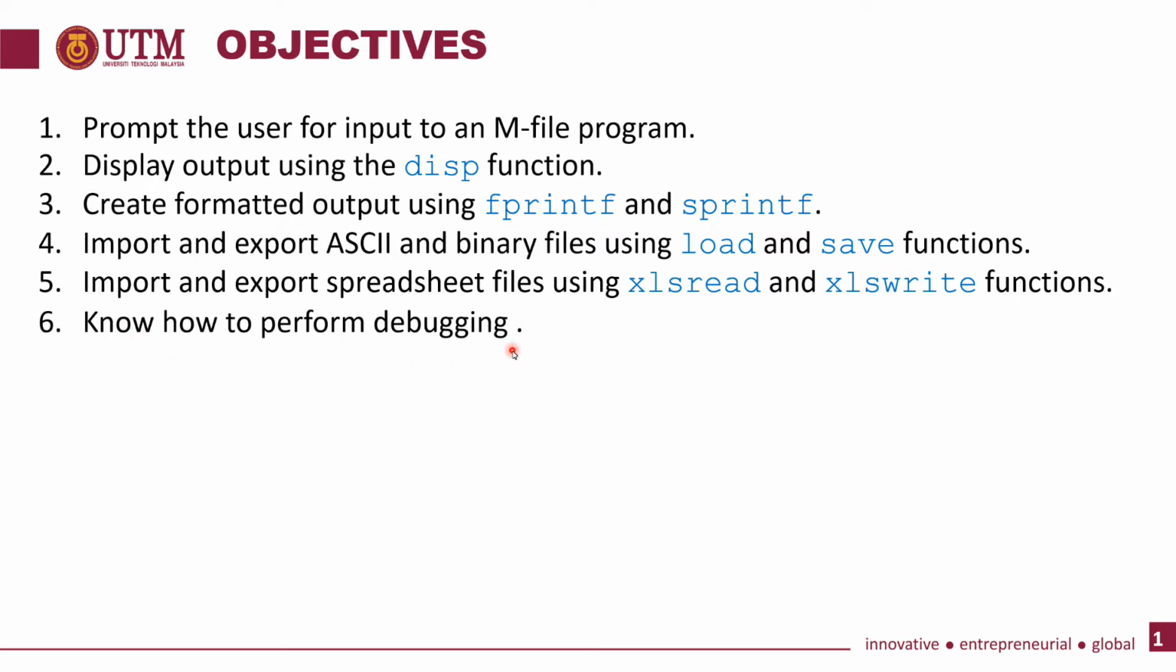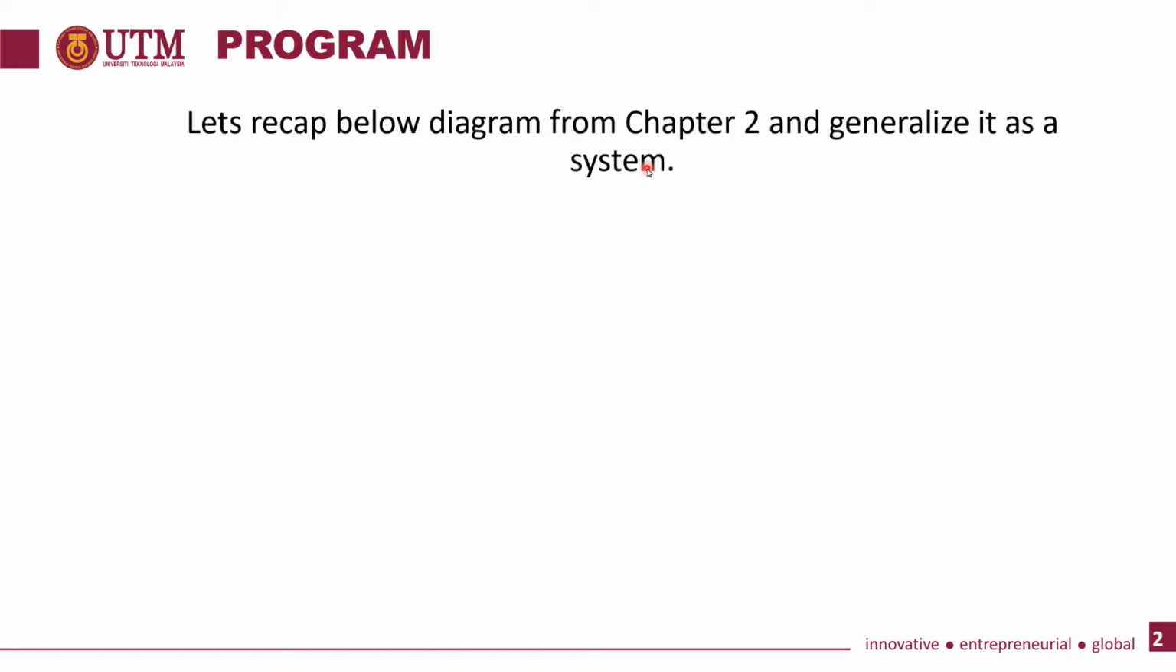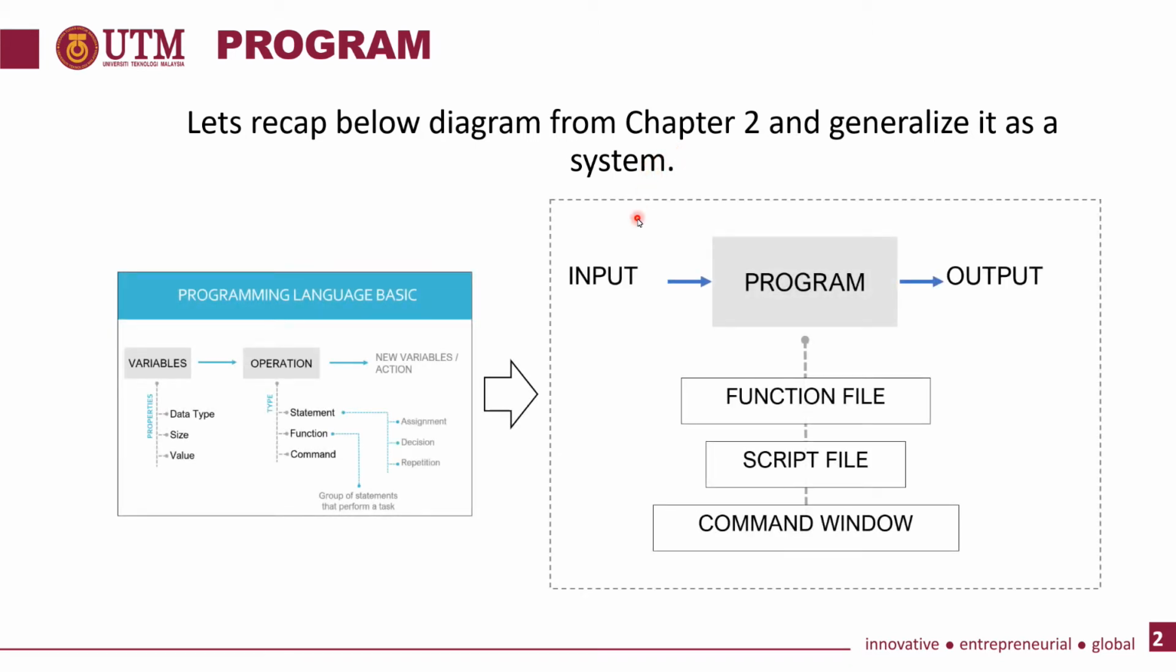All right, so let's continue to our lesson. Before you proceed with today's lesson, let us recap the diagram below, which is from chapter 2, and generalize it as a system. As you all know, in the previous chapters we learned about variables: how to initialize a variable based on its data type, its size, and its value.